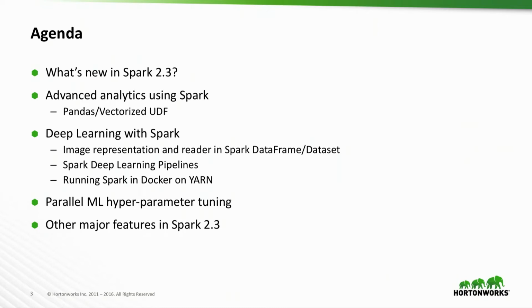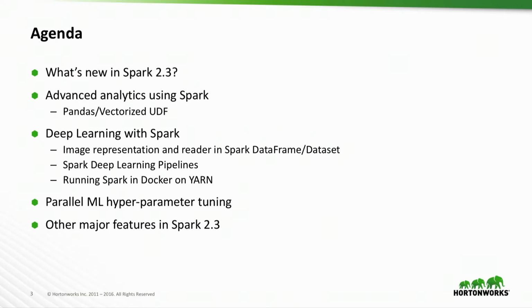OK, let me give you a quick agenda. The first part is what's new in Spark 2.3. And second, how to use the new Pandas UDF, which has very good performance compared with the one-row-at-a-time Python UDFs. And then we talk about how to use Spark to do deep learning. The first thing is, in Spark 2.3, we add an image representation and readers for Spark DataFrame. You can use it to load data in a distributed fashion. And then we can use Spark Deep Learning Pipelines to train some deep learning models.